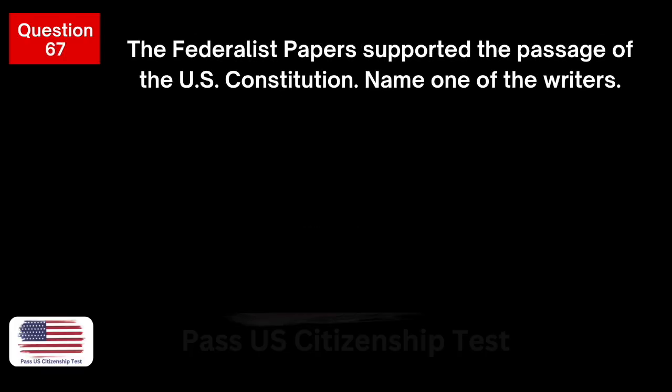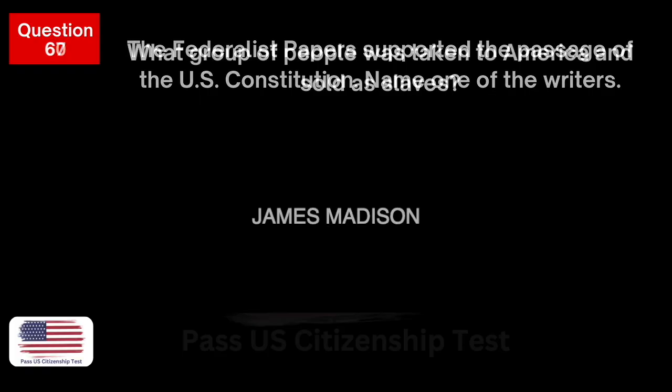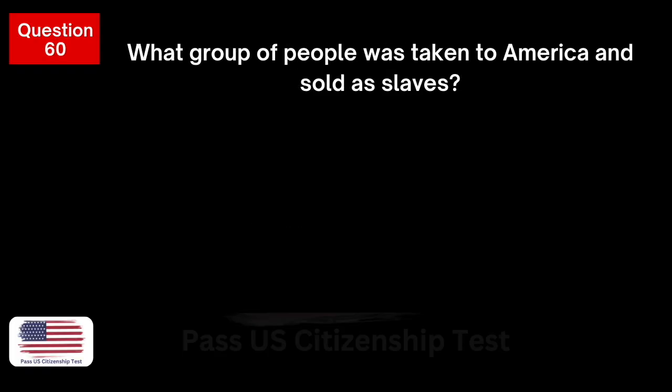The Federalist Papers supported the passage of the U.S. Constitution. Name one of the writers. James Madison. What group of people was taken to America and sold as slaves? Africans.